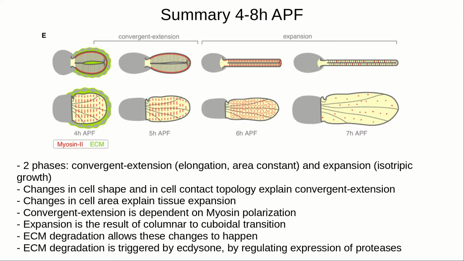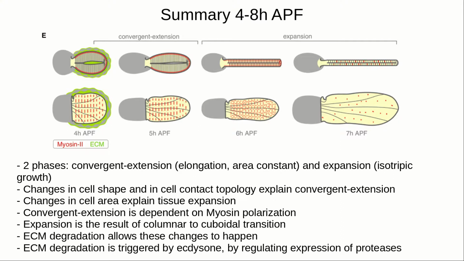the area increases. So changes in cell shape and in cell contact topology explain this convergent extension, and the changes in cell area, the aggregation of changes in the area of all cells, explain the expansion of the tissue. So these are the cell behaviors that explain this process. Then convergent extension is dependent on myosin 2 polarization, and expansion is the result of columnar to cuboidal transition.